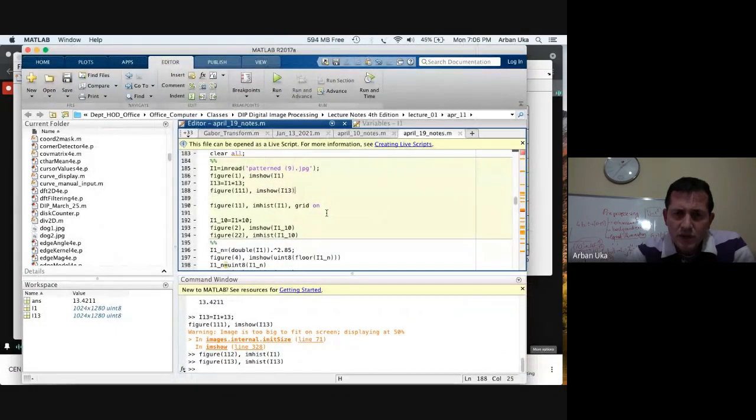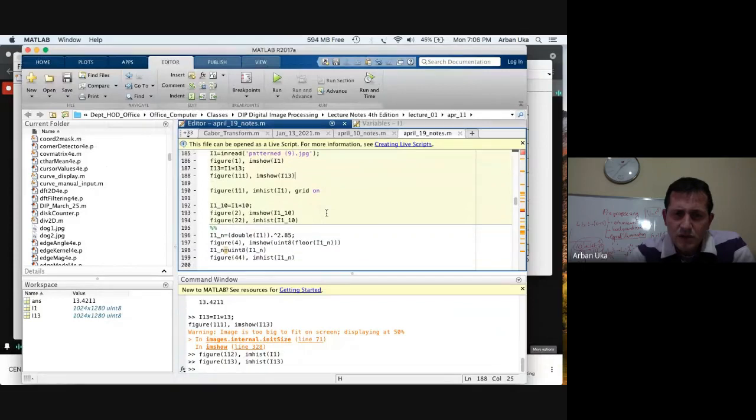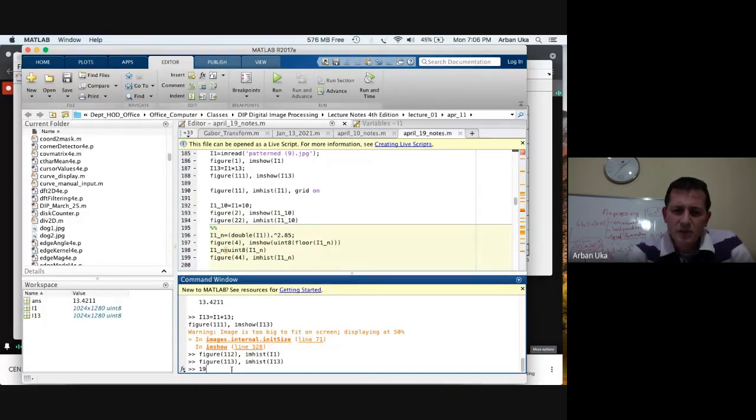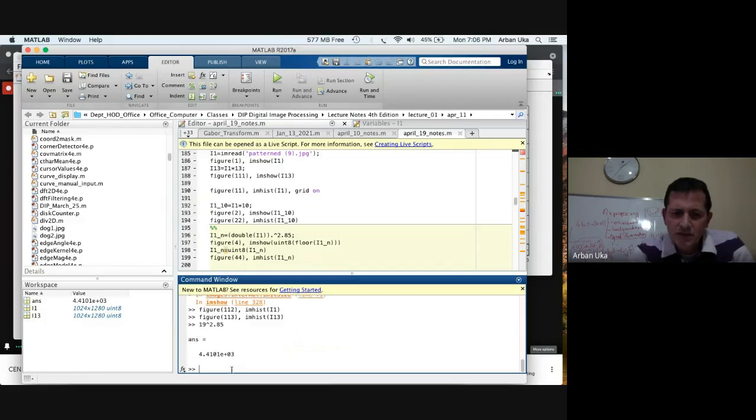Now, we can also apply the gamma transformation. In principle, this is what it is. We just raise the original image to the power 2.85, and the maximum pixel value was 19. So let's do 19 to the power 2.85. We find this is too much. Is this correct? Yes, this is 4,000. This is huge. You should not see this.